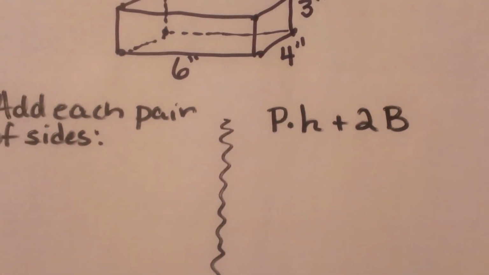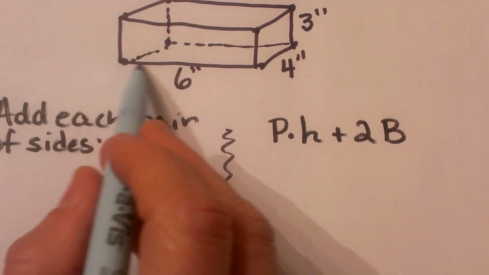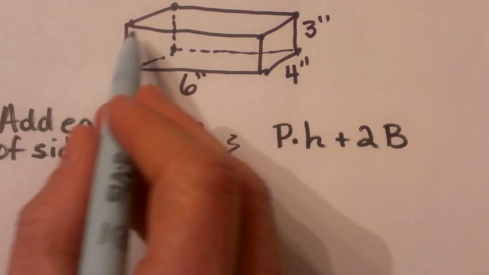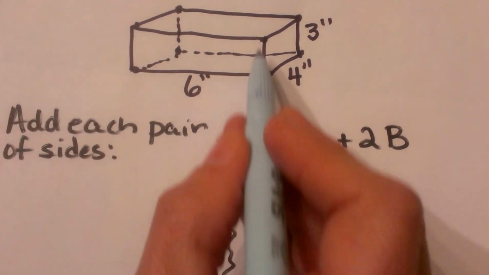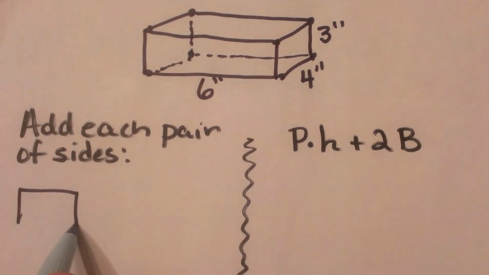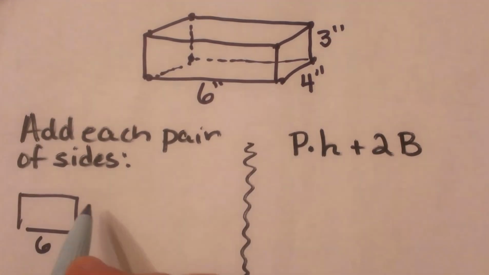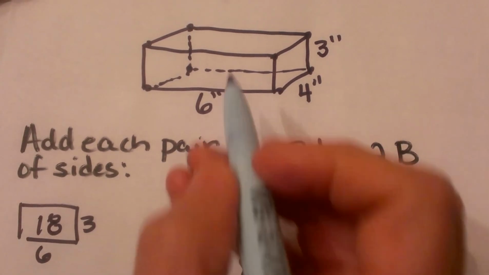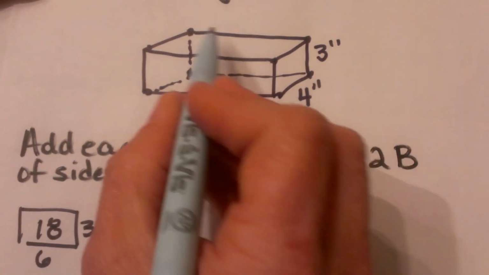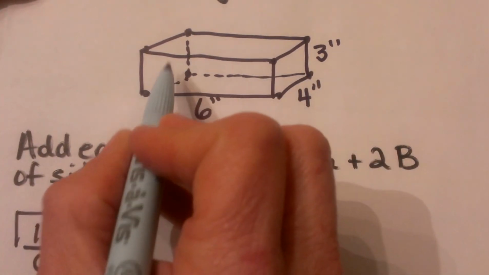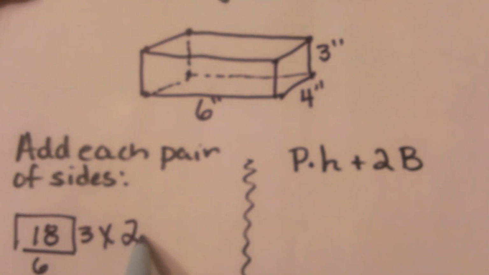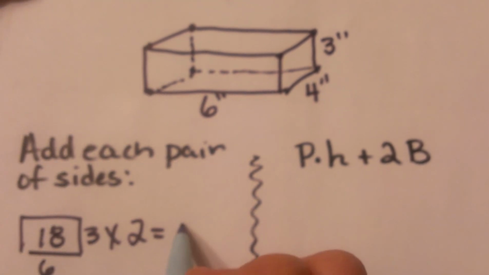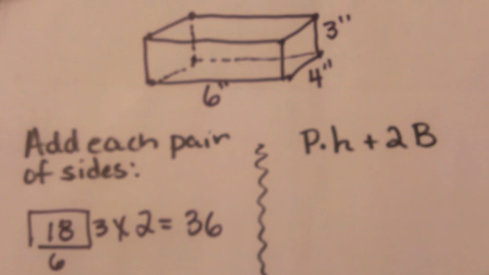Okay, the first one is to look at the diagram and find the area of each face. So the face on this side measures 6 by 3. So if I have a side that measures 6 by 3, the area of that is 18. But as I know, this front side also has a matching back side over here. So I'm going to take that and multiply it by 2. So that's going to give me an area of 36 for those two sides.